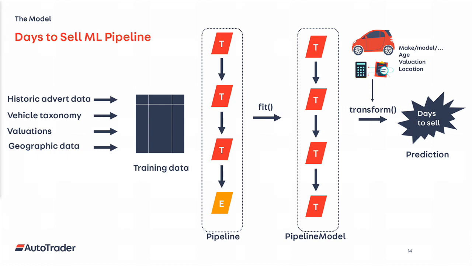So that goes into our pipeline. We fit the model using that data to get this fitted pipeline model. And then we have this transform method. You feed into that transform method information about the make and the model of the car, its age, its valuation, and its location. And out the end pops the data to solve prediction.